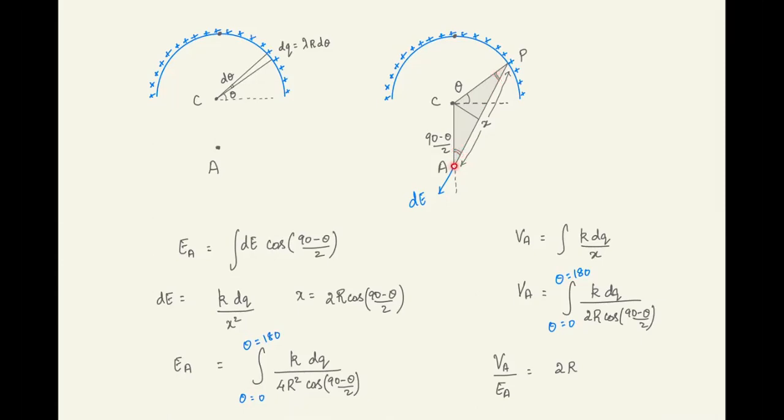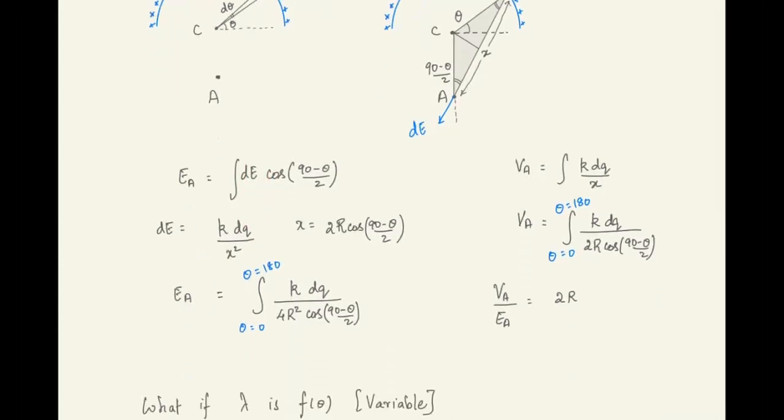Now at point A, the element will create an electric field pointing away from the point P. So the horizontal components will get cancelled out because of symmetry. We are going to take the vertical component and sum it up. So that is what I have done over here. Integration of dE cos of (90 minus theta by 2). We are going to integrate it for theta varying from 0 to 180 degrees. Now this expression for dE is going to be k dq divided by r square, where r is x in this case. So k dq divided by x square.